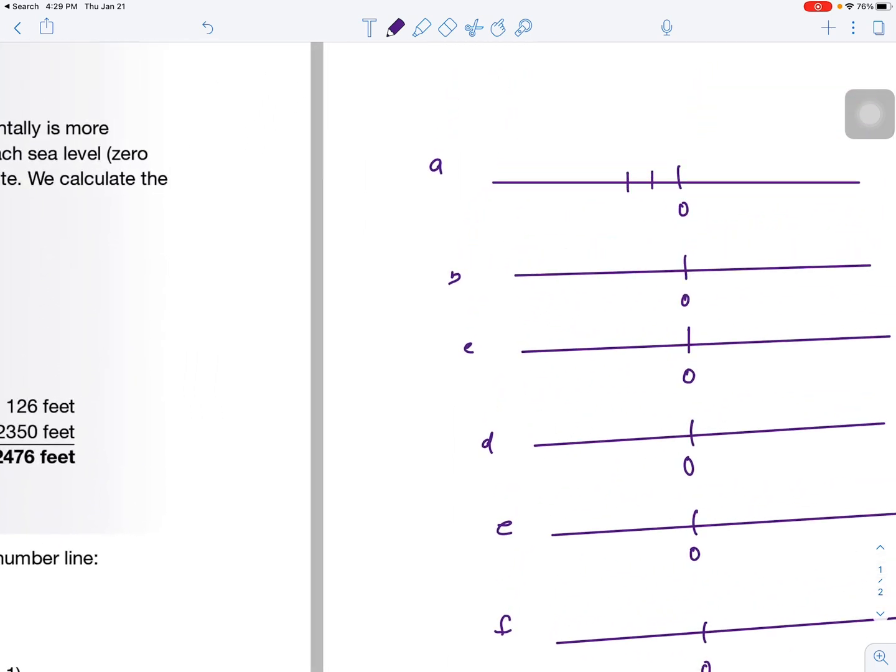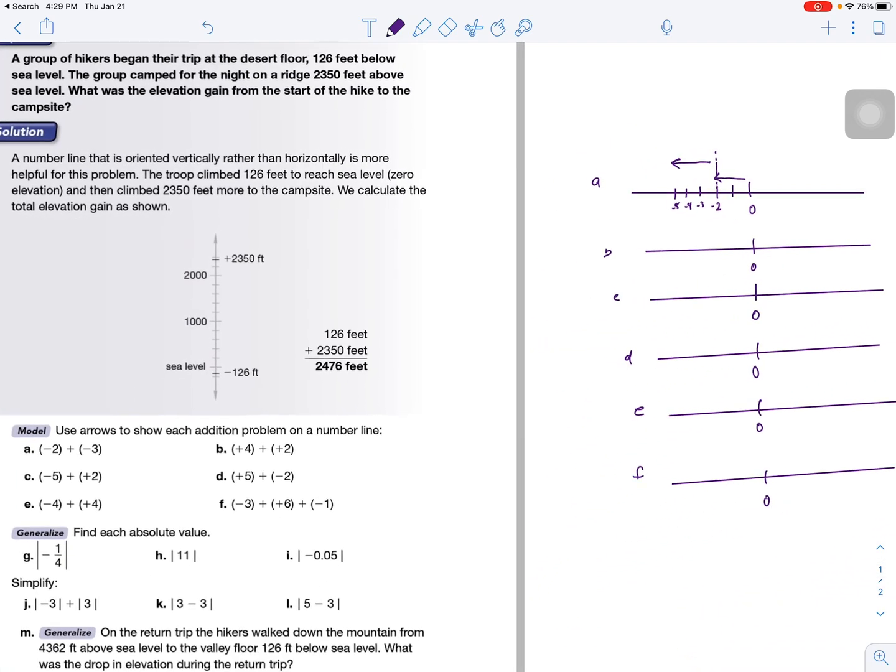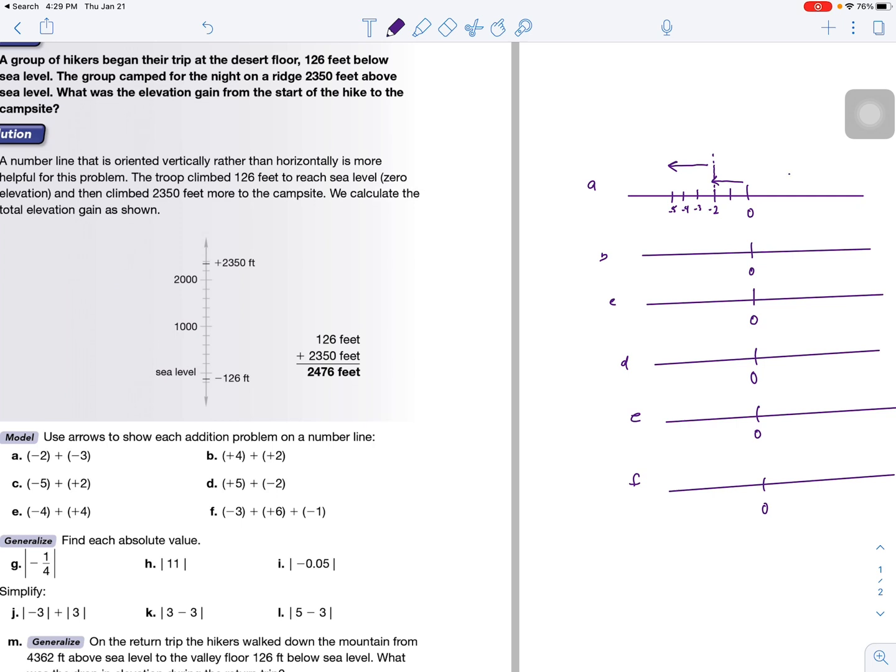So we go minus 2, right? So we're going to go minus 2 on it. Now we're going to add another minus 3 to it. So that means 1, 2, 3. So that's minus 3, minus 4, minus 5. So you keep your lines here, and you add another negative 3 there. So the answer to this one would be negative 5.